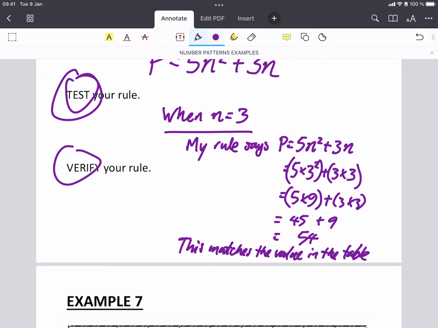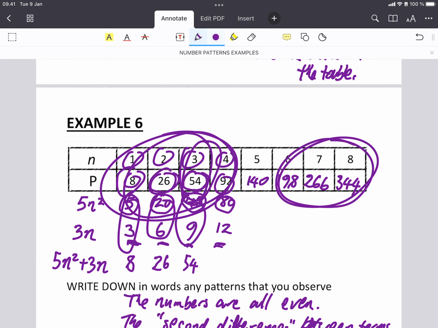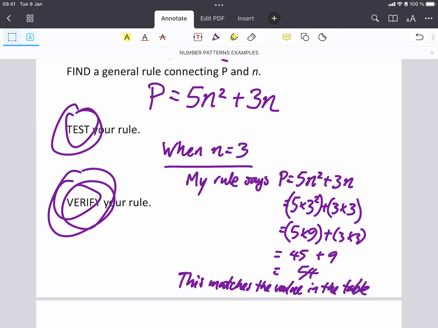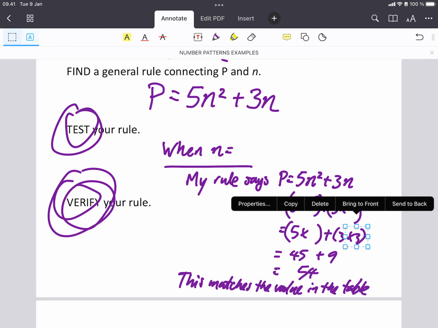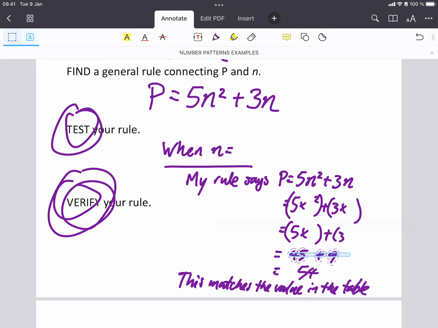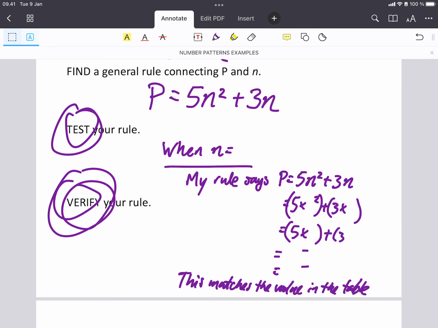Now let's do verifying, which is just exactly the same thing but for a higher value. So let's do it for 7, for example, and see if we get 266 as expected. So I'll just delete all the 3s and replace them with 7s.